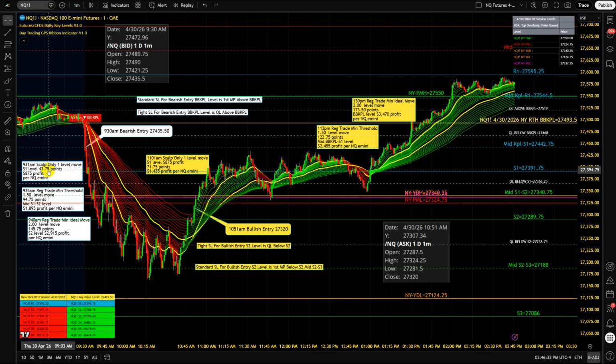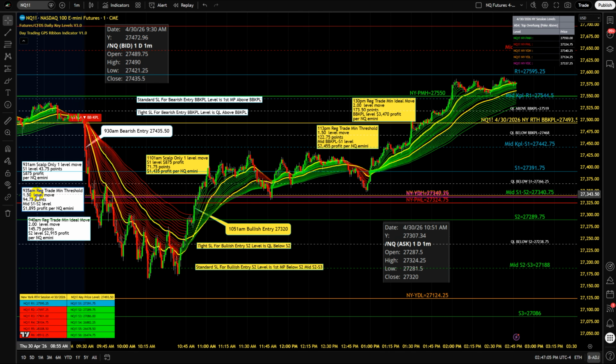At 9:35, we have the hit of the mid S1, S2, that's 27,340.75. So we have the hit of that level here. As you can see, this level is in confluence with three of the contextual levels here. The YDH, the PML, and the YDC level. So it's a very important level here, as it is in confluence with these other three key levels here.